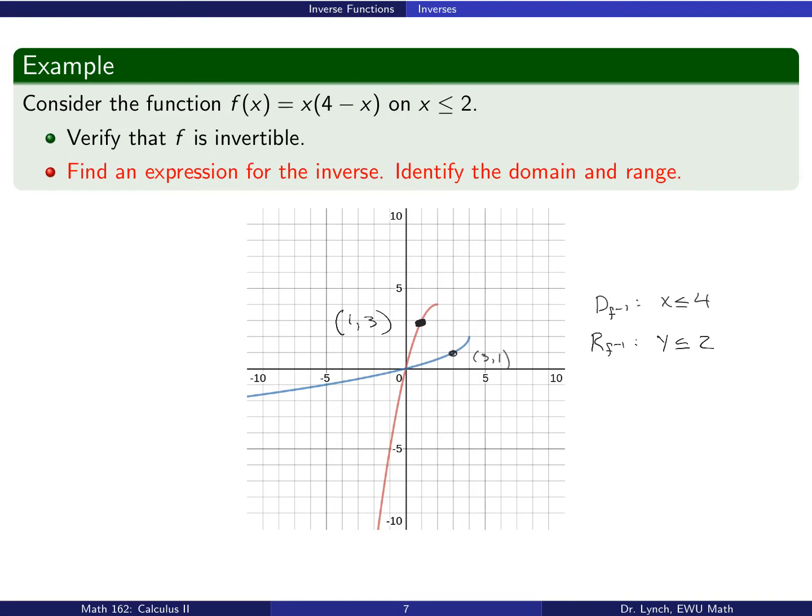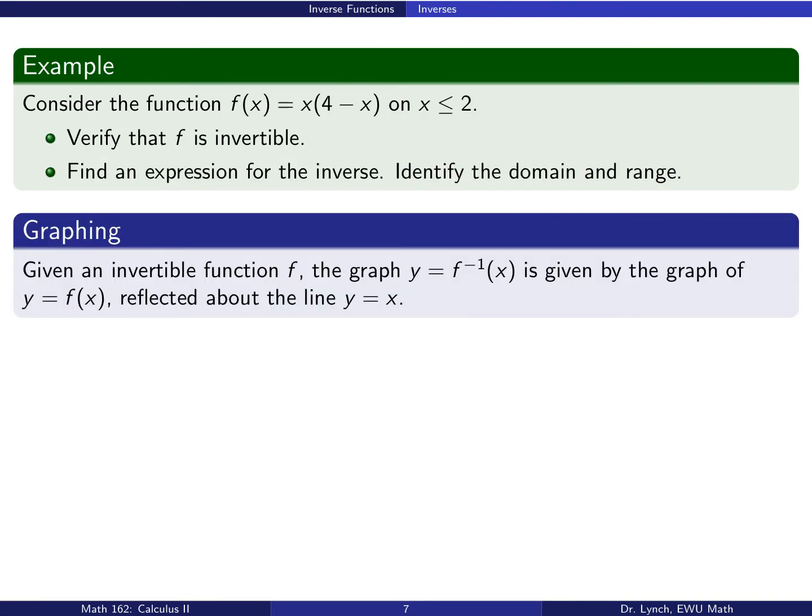And this is true in general: the graph of the inverse function is the graph of the function reflected about the line y equals x. So you can always use that graphical understanding to find the graph of an inverse given the graph of a function.